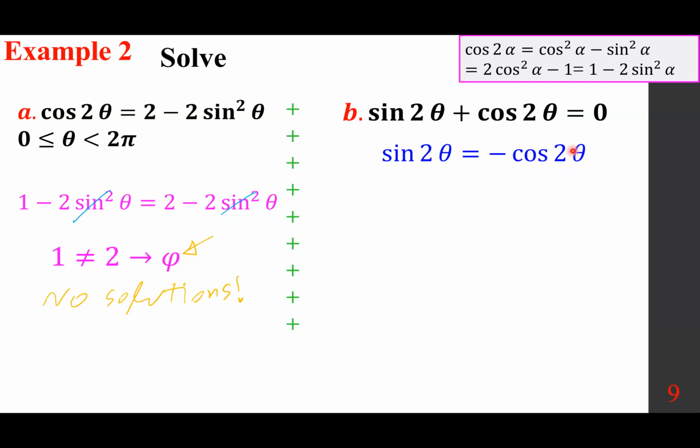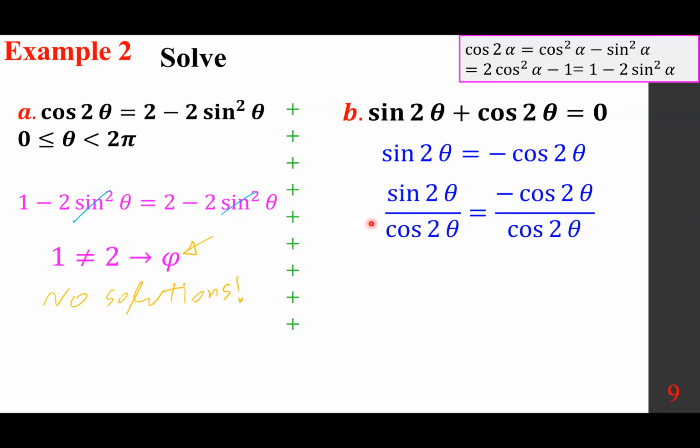Both ways work. So for example, dividing by cosine 2 theta, this gives us tan of 2 theta, and this gives us minus 1. Pay attention to the sign. Therefore, 2 theta, remember, tangent is negative in the second and fourth quadrant. So 2 theta is 3 pi over 4 plus n pi. Because the period is pi, 3 pi over 4 plus n pi gives you all the solutions.